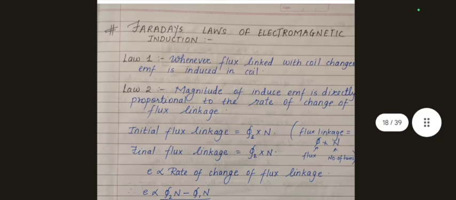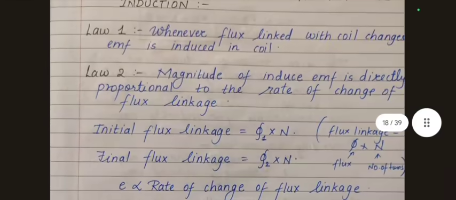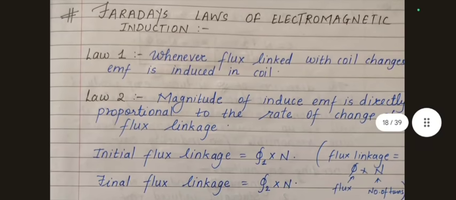Now here, Faraday's laws of electromagnetic induction. What are the 2 laws of Faraday? These are also asked. This is also a very popular question, you can say. So just remember both laws and the derivation for the second law. It is very simple. Just concentrate on the definition. The first law is: whenever flux linked with a coil changes, EMF is induced in the coil. We have this concept in 12th standard also. So law 1 is nothing but whenever flux linked with the coil changes, EMF is induced in the coil.